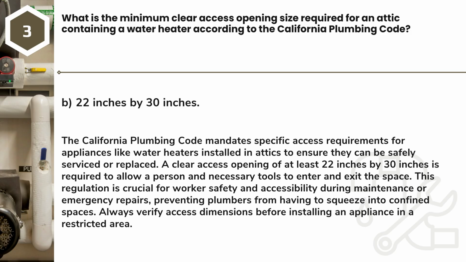Answer: B. 22 inches by 30 inches. The California Plumbing Code mandates specific access requirements for appliances like water heaters installed in attics to ensure they can be safely serviced or replaced. A clear access opening of at least 22 inches by 30 inches is required to allow a person and necessary tools to enter and exit the space. This regulation is crucial for worker safety and accessibility during maintenance or emergency repairs, preventing plumbers from having to squeeze into confined spaces. Always verify access dimensions before installing an appliance in a restricted area.